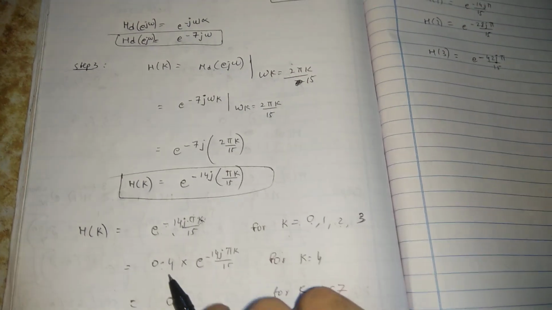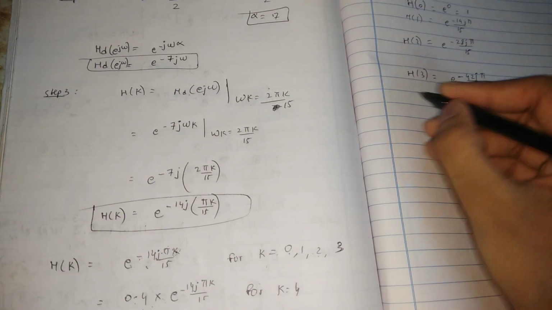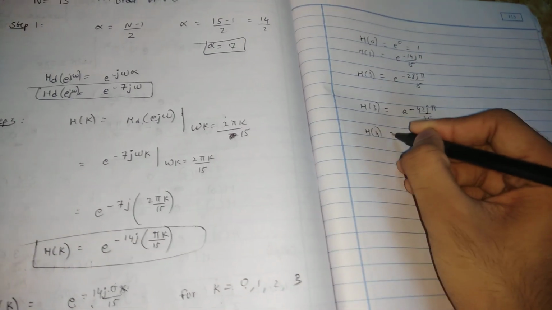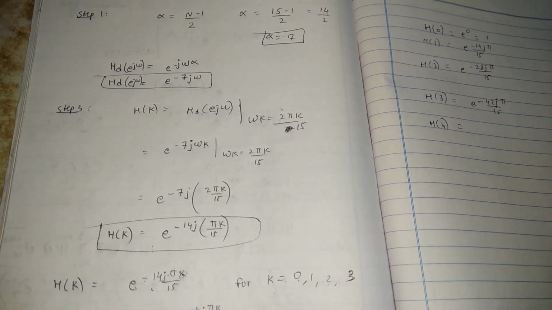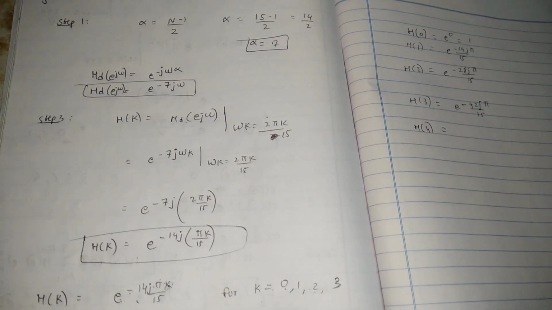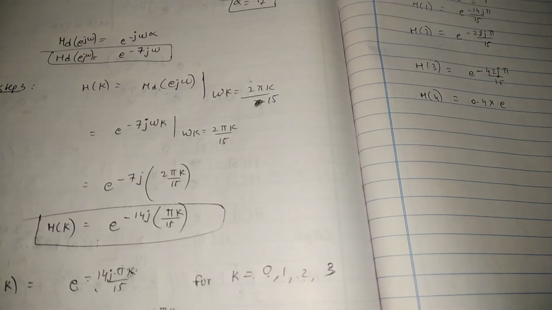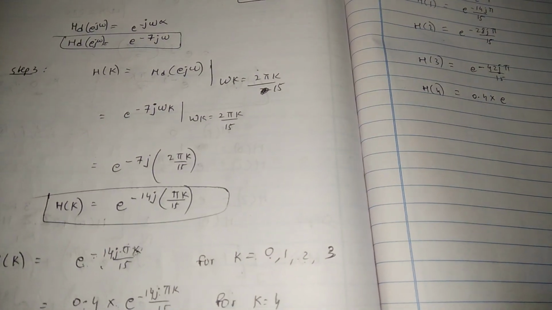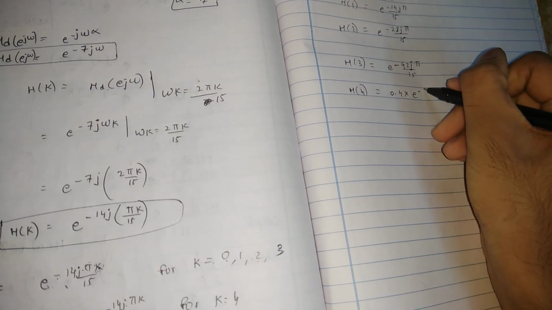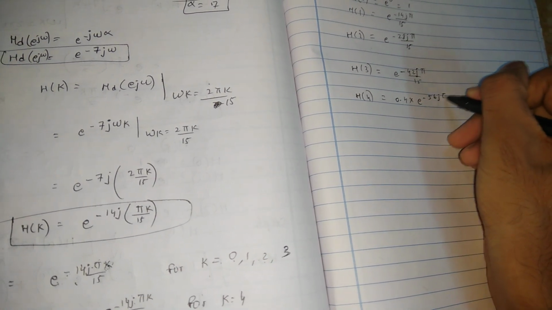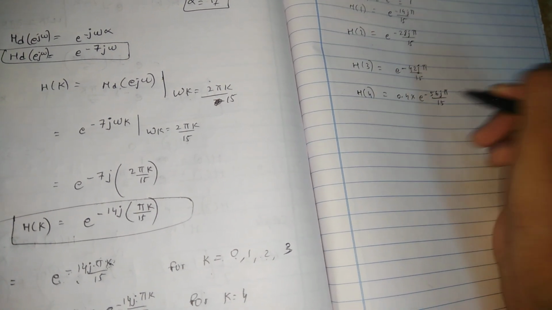Okay, and now let's calculate this also. H of 4 is equal to 0.4 multiplied by this. So I will just substitute k is equal to 4 over here. So 0.4 multiplied by e raised to 14 times 4, that is 56. You will write here e raised to minus 56j pi upon 15.